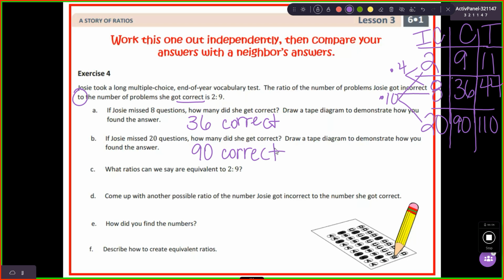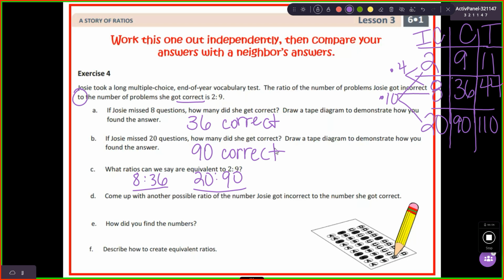So what ratios could we say is equivalent to 2 to 9? What was our first ratio when we changed it? 8 to 36. And then 20 to 90. Do you understand where I got these ratios from? I look back at my table.